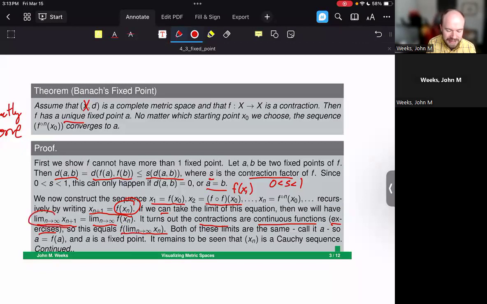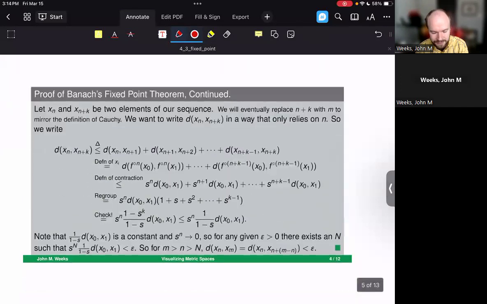Notice, by the way, that this is now the same limit on the inside and on the outside. Namely, the limit as n goes to infinity of x sub n is the same as the limit as n goes to infinity of x sub n plus 1. You're just one step farther along the same sequence. Both of these limits are the same, so we can call it A. So, writing this equation again, A is equal to f of A. This means that A is going to be a fixed point. Now it remains to be seen that this x sub n that we formed is actually a Cauchy sequence. So let's talk about that next.